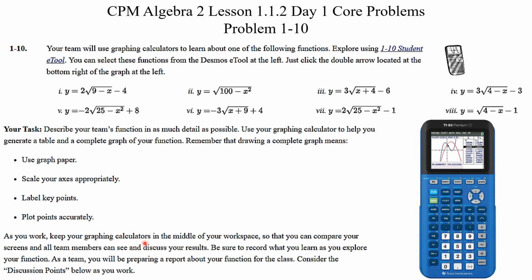So if you are working on this with your partner group, keep your calculators or computers or phones with Desmos on it in the middle so everyone can see your work. This all culminates into you completing a presentation, a poster of what you learn about this function.